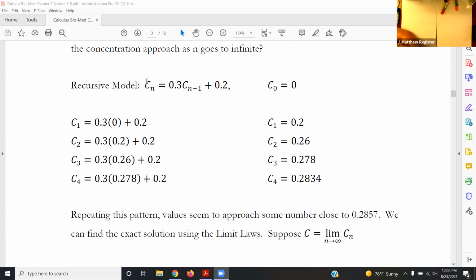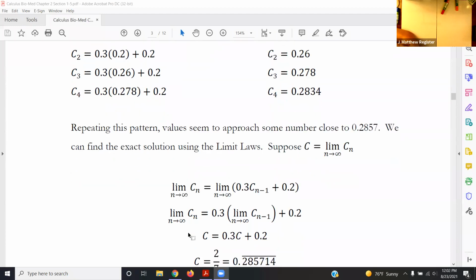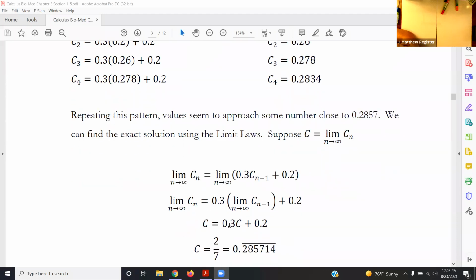Well, if we plug C into this equation, then we would get C equals 0.3 C plus 0.2. And that's what we have here. C is equal to 0.3 C plus 0.2.